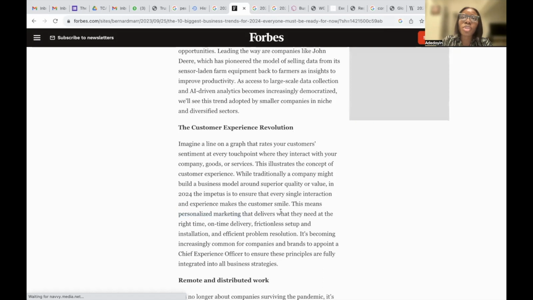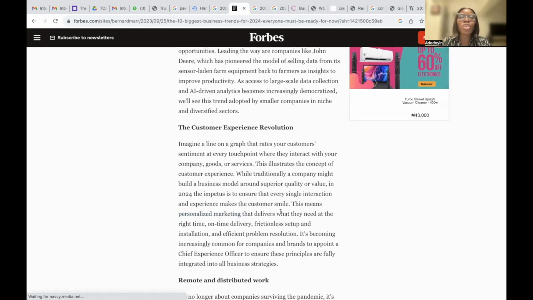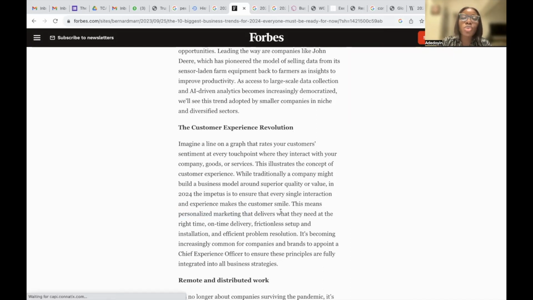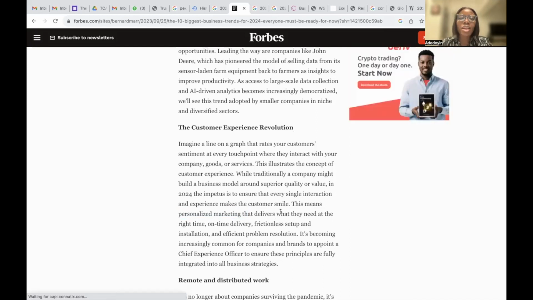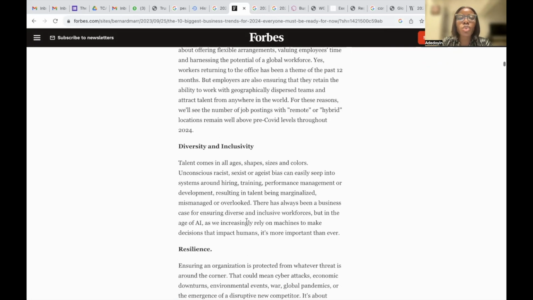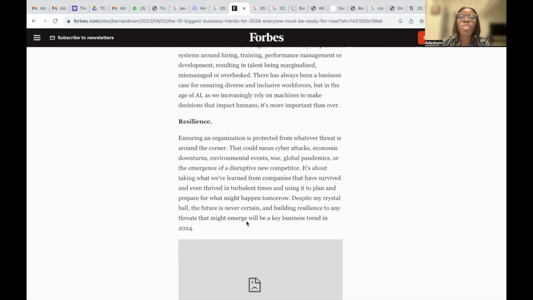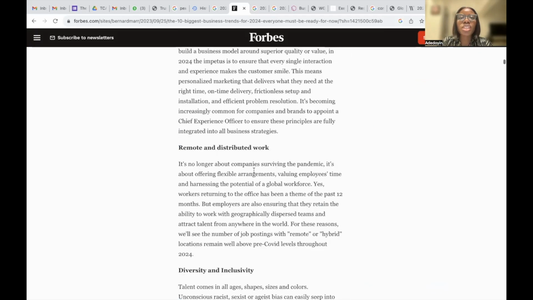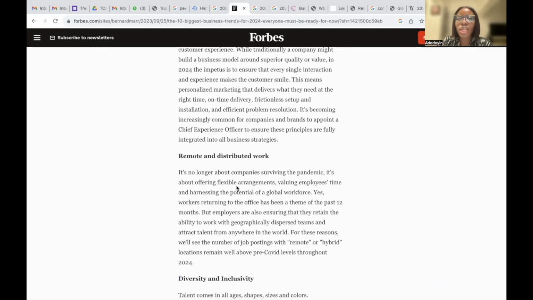So how do we communicate? It may then mean that you're not sending a one-size-fits-all newsletter anymore. It's saying, how do we personalize our newsletter, bearing in mind our internal resources? How do we make sure that our newsletter contains the things that our people want to see and read, and what they actually need, right? And then there's remote and distributed work, diversity and inclusion, resilience. There is a lot. So you need to just say, how is this relevant to our organization?